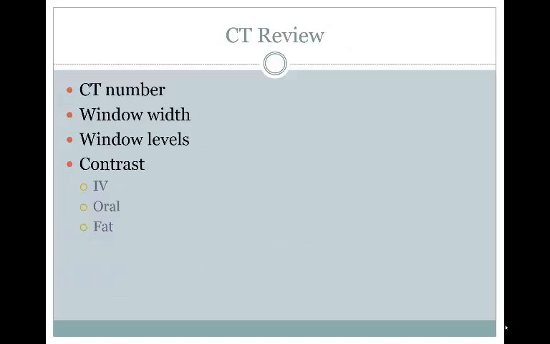A review of CT: you remember CT number or Hounsfield number, window and leveling. We usually give contrast to patients, either to drink it if we're looking at the GI tract, or IV contrast for the vascular structures. The CT number or Hounsfield number reflects the attenuation of a specific tissue relative to water. As remembered, your CT numbers range from -1000 to +1000, and water is always 0.